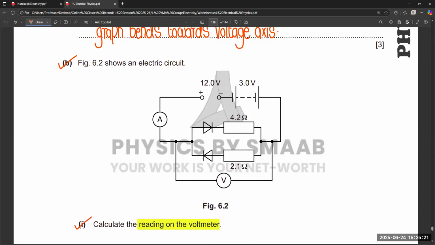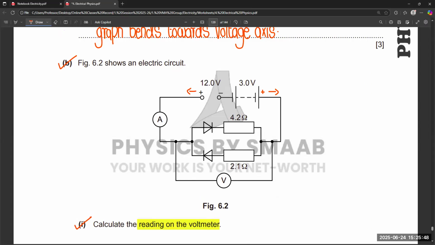So first of all, in the circuit, you can see there are two different sources. One source is 12 volt and the other source is 3 volt. The 12 volt source flows current from the left hand side, and this 3 volt source starts to flow charges from the right hand side. So both are opposite to each other. So this is the difference.